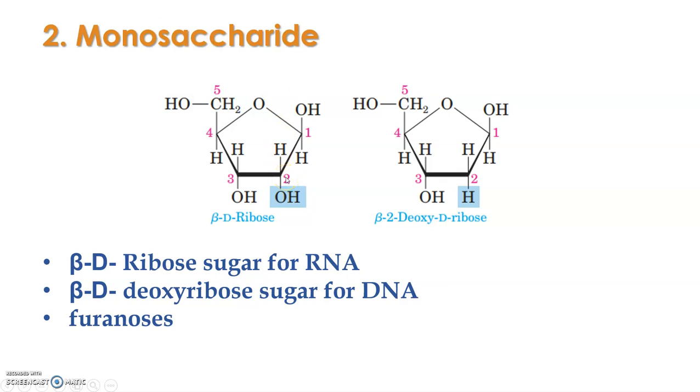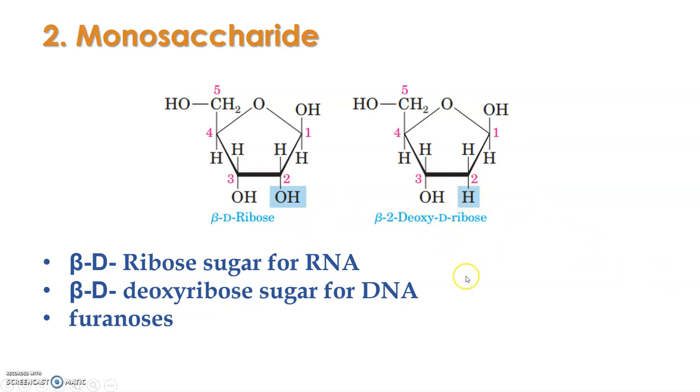Remember that monosaccharides are your sugars, the carbohydrates. So your nucleotide has this carbohydrate part. For RNA, you have your ribose, your beta-D-ribose. It's beta because this OH is in trans configuration with this CH2OH, right? While for your DNA, it has your 2-deoxy-D-ribose. So what's the difference? Just this OH here.